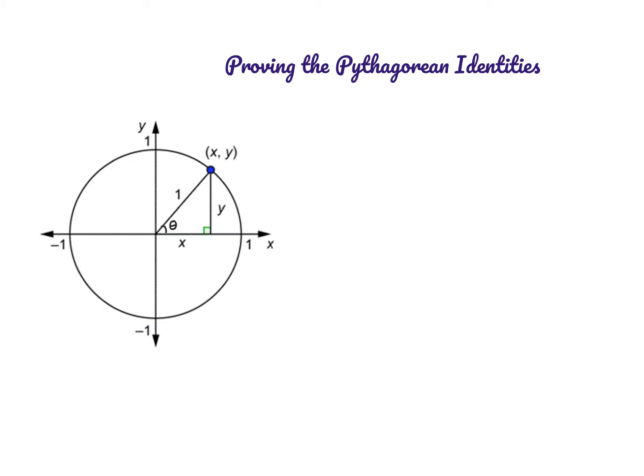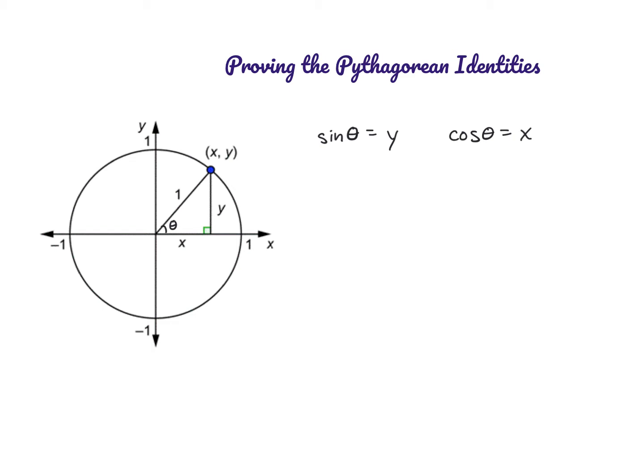So earlier in this unit, we talked about how we could use the coordinates of a unit circle to help us evaluate trig expressions, because if you do some SOHCAHTOA with this angle, we know that the sine of theta is opposite over hypotenuse, so it's y over 1, which is just y, and the cosine of theta, which is adjacent over hypotenuse, would just be x.